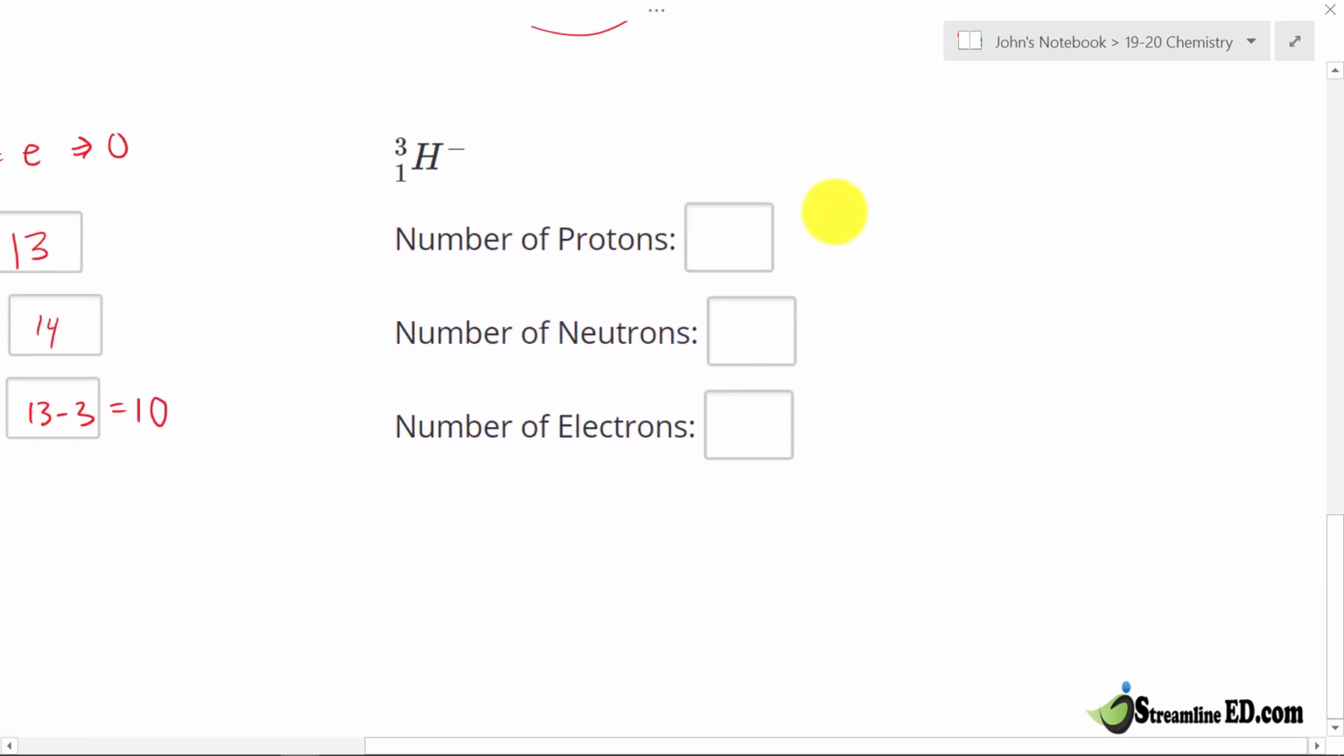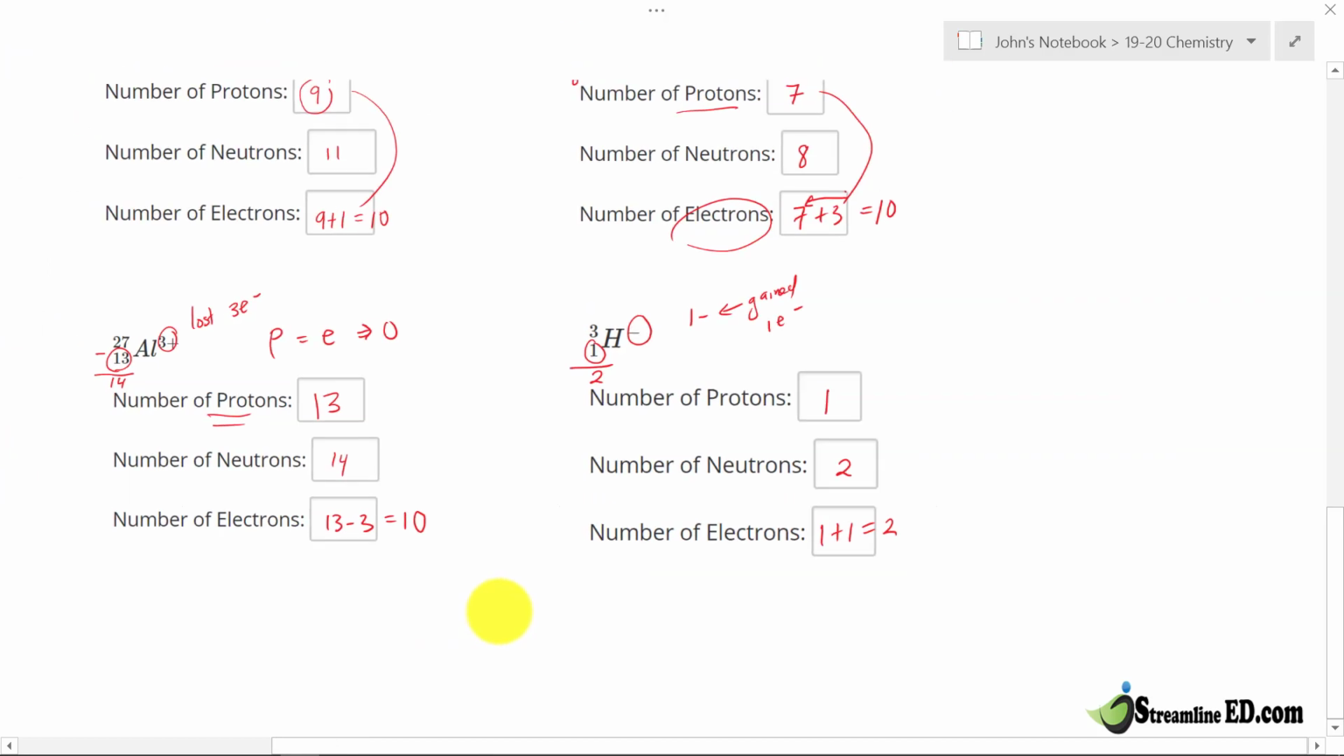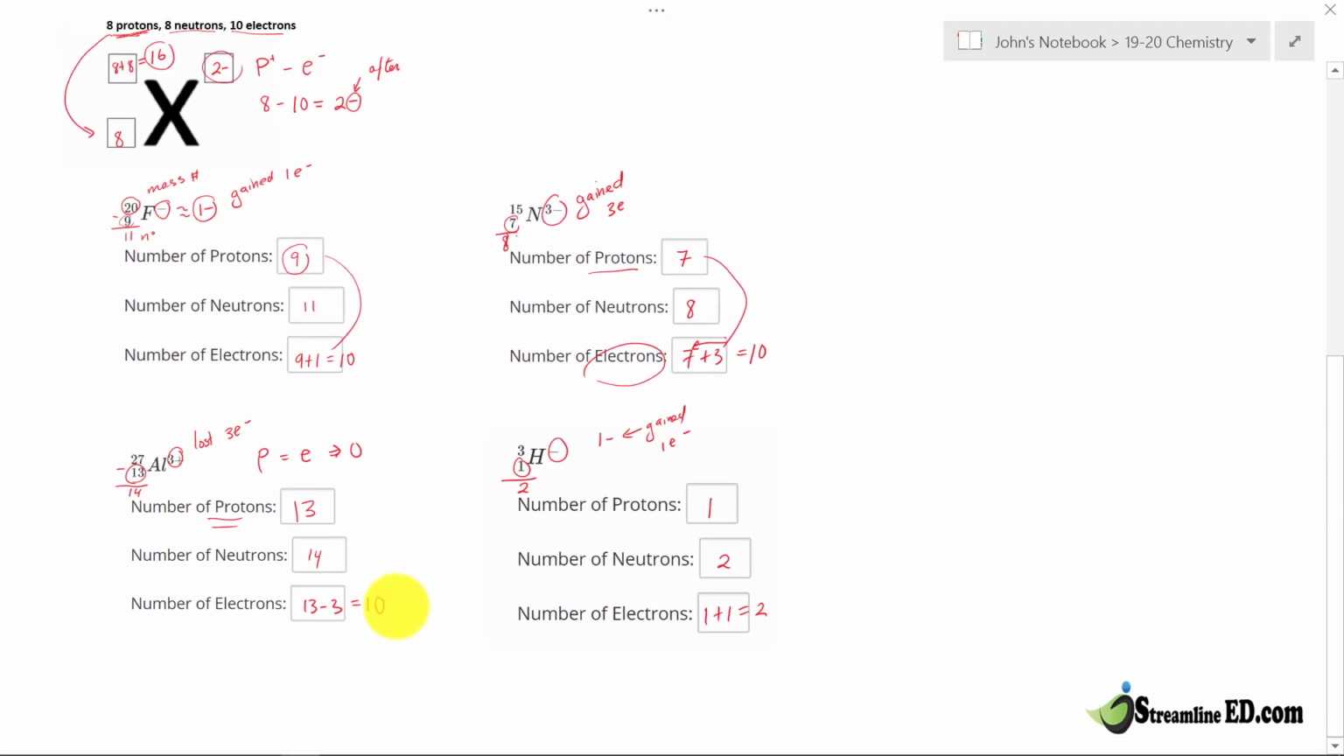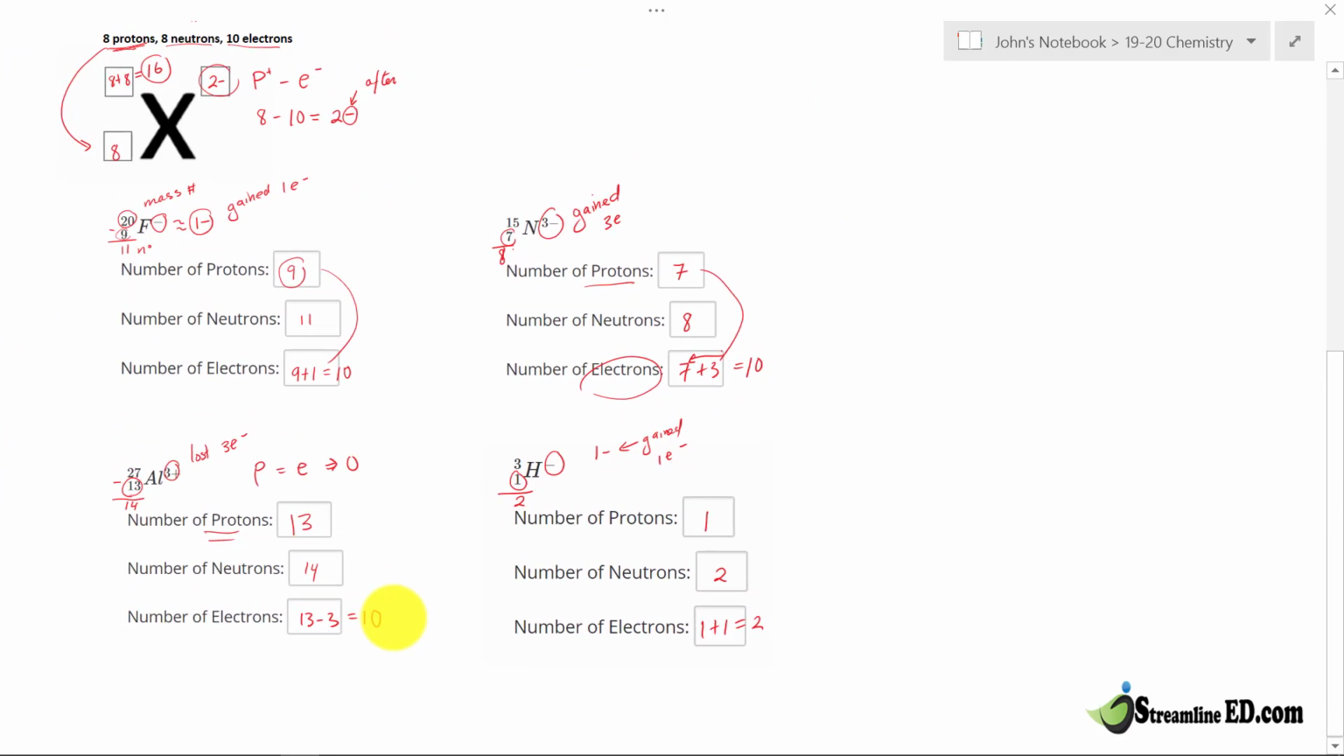Here's the last one. We have another isotope of hydrogen. The number of protons is just going to be that 1. The number of neutrons, 3 minus 1 equals 2. So we have 2, and that has a 1 minus charge. So in this case, it's going to gain 1 electron. So what do we have? 1 plus 1 gives you 2. And that is how you interpret isotopes to determine the number of protons, neutrons, and electrons.